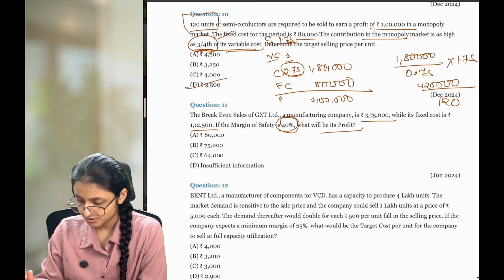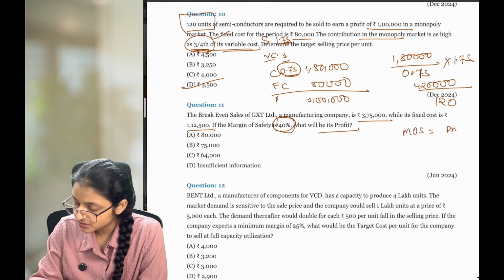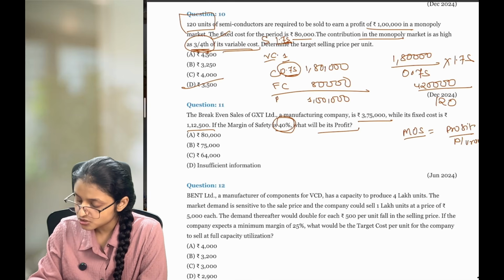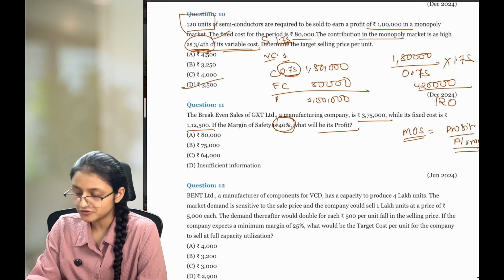So, to calculate the profit, we can use the formula of margin of safety is equal to profit upon PV ratio. But for using the formula, I should know what is the margin of safety. I should know what is the PV ratio. I don't know any of it as of now.